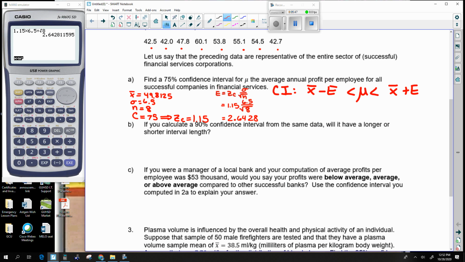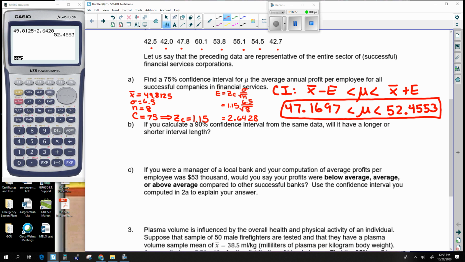Let's go ahead and complete this one. So X bar minus E, and then X bar plus E. There it is.